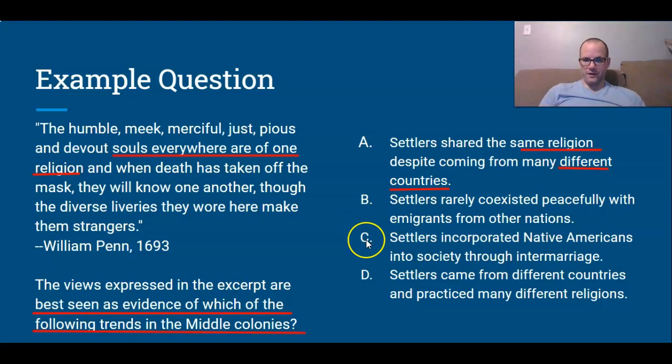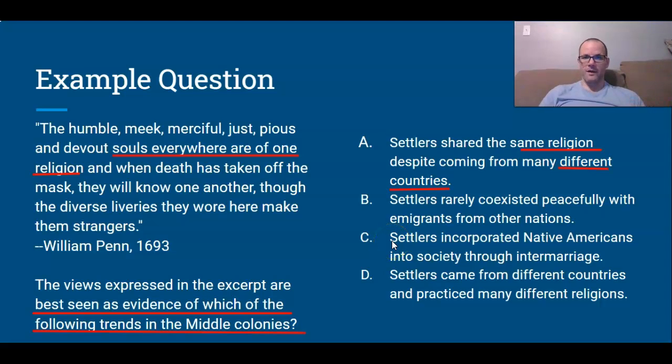Let's look at answer choice C. Settlers incorporated Native Americans into society through intermarriage. That might sound familiar to you because that's talking about the French and the Dutch who would marry Native Americans in order to secure their relationships with Native Americans and make sure their fur trade was thriving and they can make money off of it. Also, does this quote even discuss Native Americans? That answer is no. So you can cross that out.